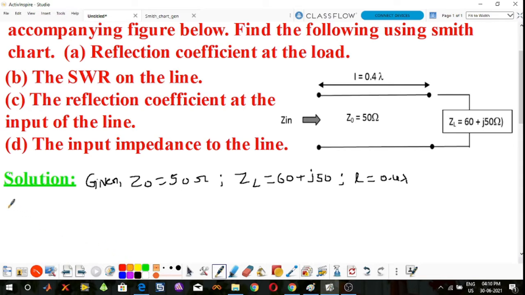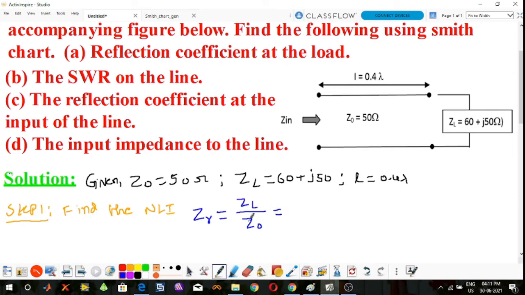First, determine the normalized load impedance. Step 1: determine the normalized load impedance. We know that the normalized load impedance is defined as Zr is equal to ZL by Z0, where ZL is the load impedance, Z0 is the characteristic impedance, and Zr is the normalized load impedance.